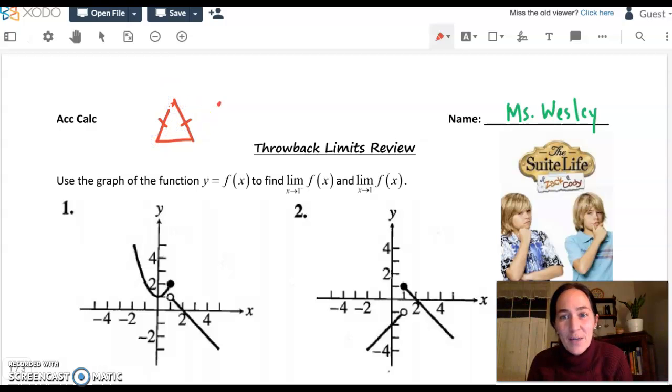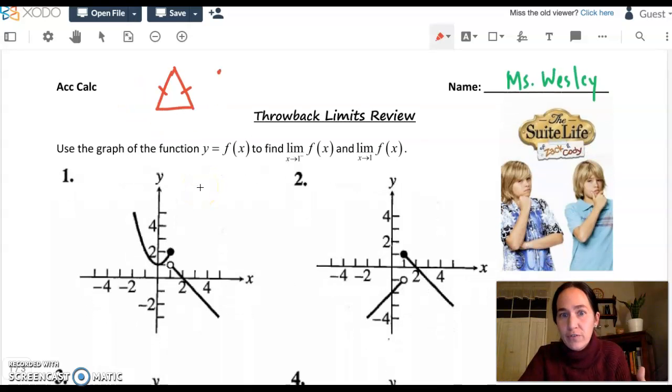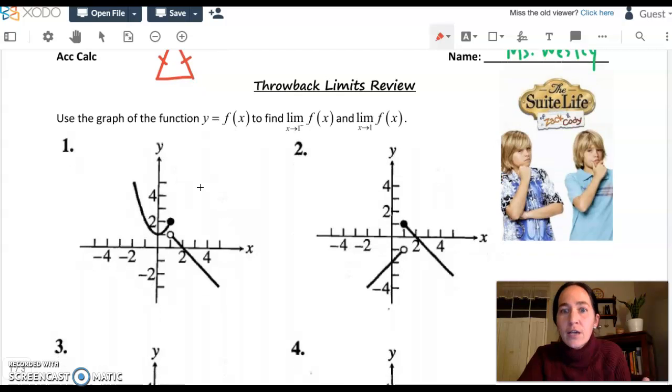Welcome. It is Calc time with Miss Wesley. Today, before we embark upon a new unit called L'Hopital's Rule, we're going to refresh what we know already from our very first unit of calculus, which was all about limits. So I have this throwback limits review sheet. Zach and Cody are here. They're looking a little bit skeptical, but we're ready to solve some of these questions.